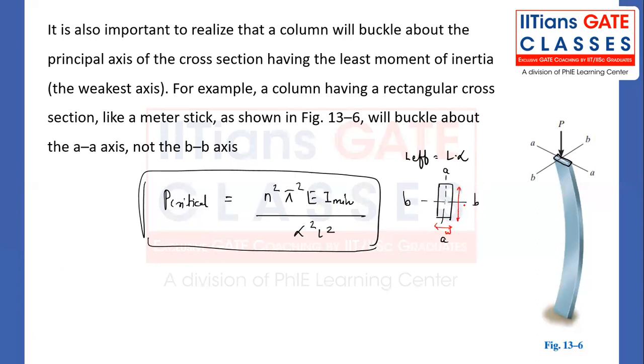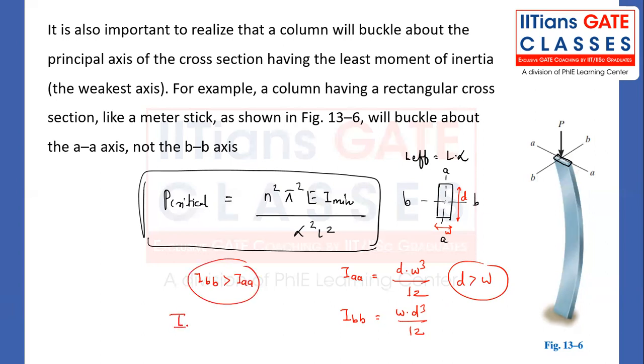So if I take the moment of inertia about IAA, then what you are observing is D into W cube divided by 12. And the moment of inertia about IBB will be W into D cube divided by 12. D is more than W. So you are observing that IBB is more than IAA. So what is the least moment of inertia? The least moment of inertia will be IAA, and that is what we have to keep in the formula.